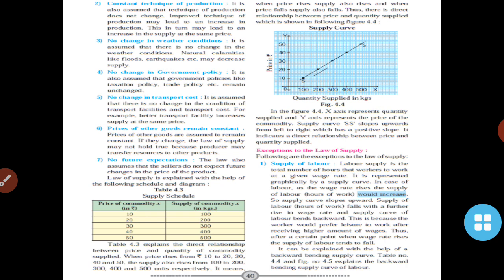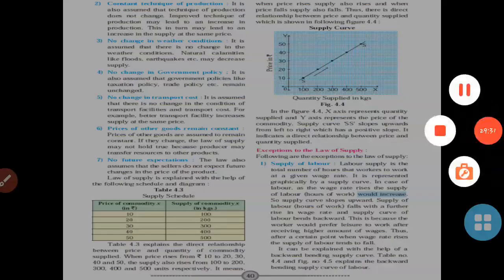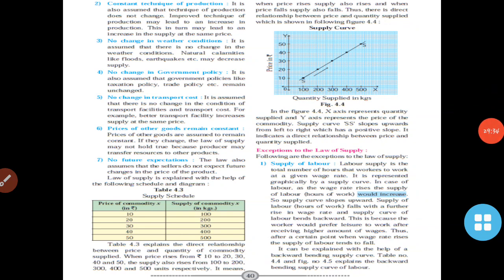No change in transport cost. It is assumed that there is no change in the condition of transport facilities and transport cost. For example, better transport facility increases supply at the same price. Price of other goods remains constant. Price of other goods is assumed to remain constant. If they change, the law of supply may not hold true, because producers may transfer resources to other production.